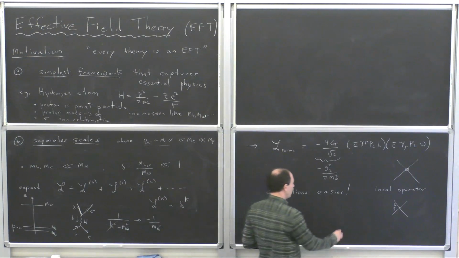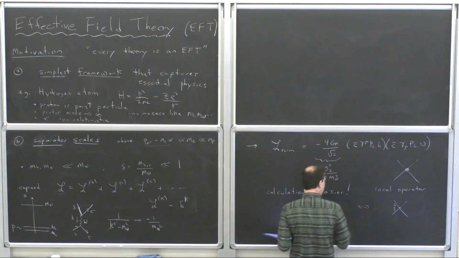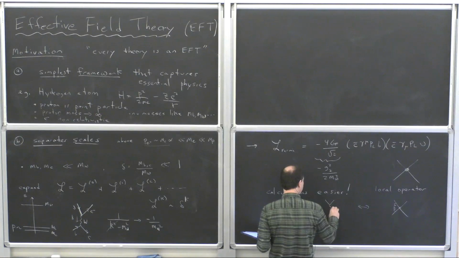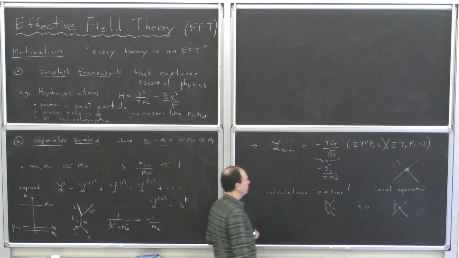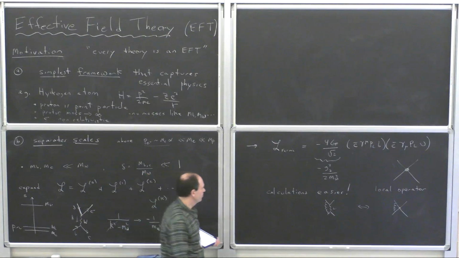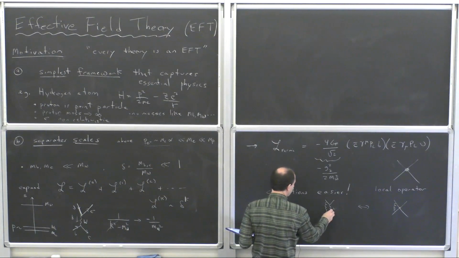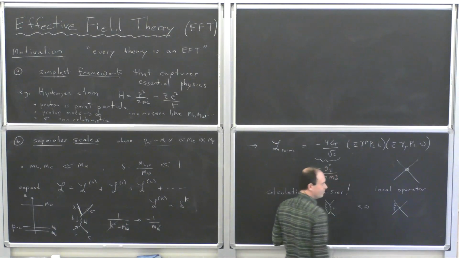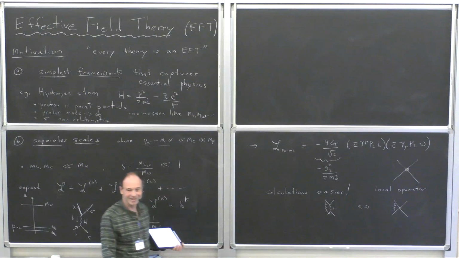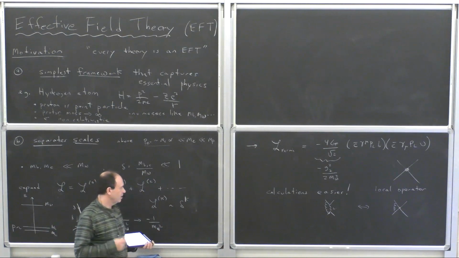And you can compare that type of loop calculation to what you would have if the W boson was propagating, right? And this is a box diagram. There's 4 propagators, and this is a triangle diagram. The triangle diagram is easier than a box diagram. Plus, it's not just that.